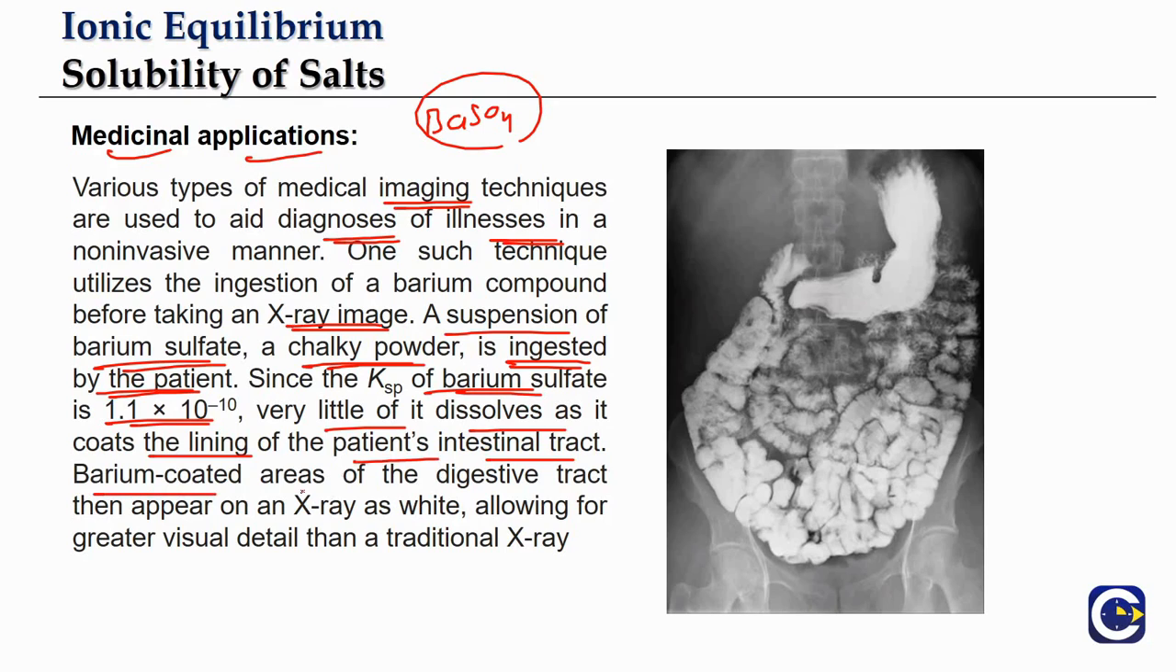These barium coated areas of the digestive tract appear very visibly in white when we are doing the X-ray imaging, and thereby we are able to see much detail. Wherever the barium coated parts are, they will be visible in white, and wherever it is not coated, we will see them in dark color. This is how X-ray imaging is enhanced by the use of barium sulfate.